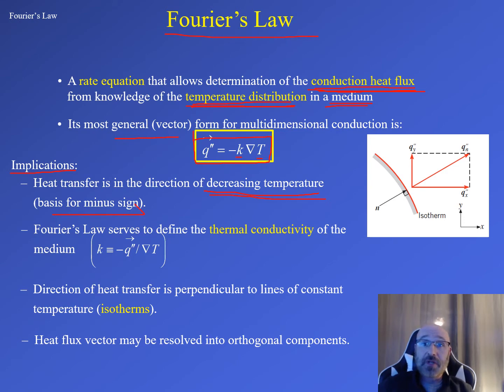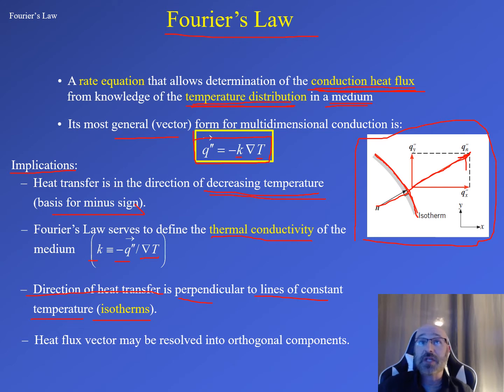Now Fourier's law also serves to define thermal conductivity. If we rearrange this equation, we can solve for k, our thermal conductivity, and this is equal to our negative heat flux divided by the gradient of our temperature distribution. Another thing to note is that this direction of heat transfer is perpendicular to the lines of constant temperature, or what we've called our isotherms. We can see that in this diagram: here's our isotherm, and our direction of heat transfer is perpendicular to that isotherm. At any point as this moves along, it's going to stay perpendicular to that isotherm.